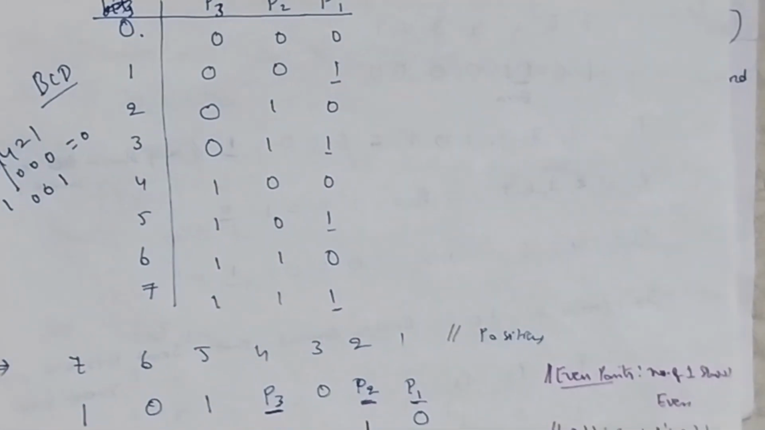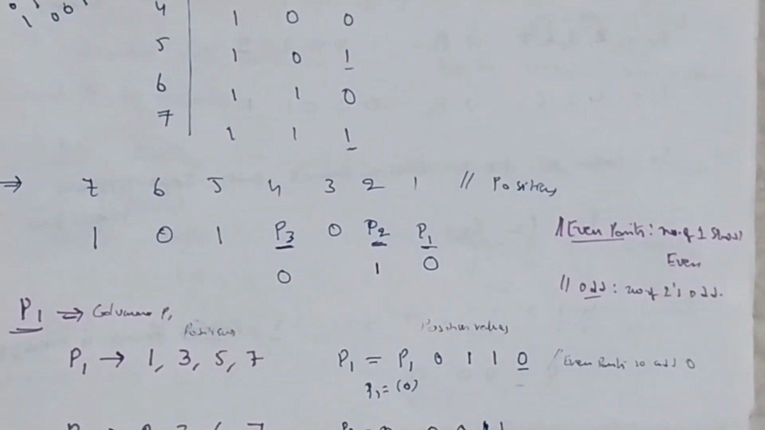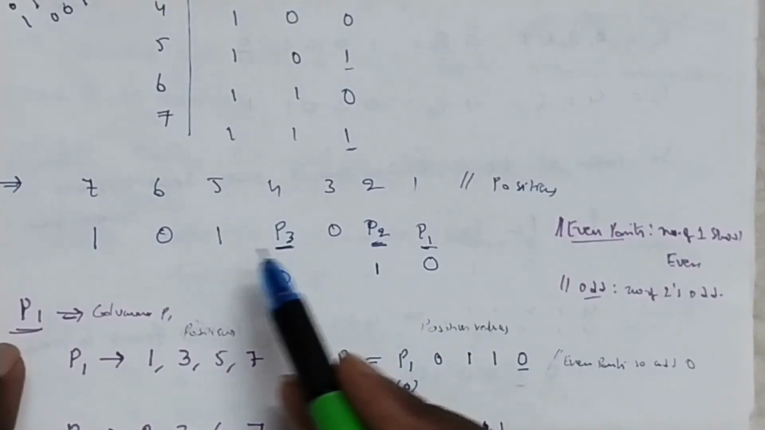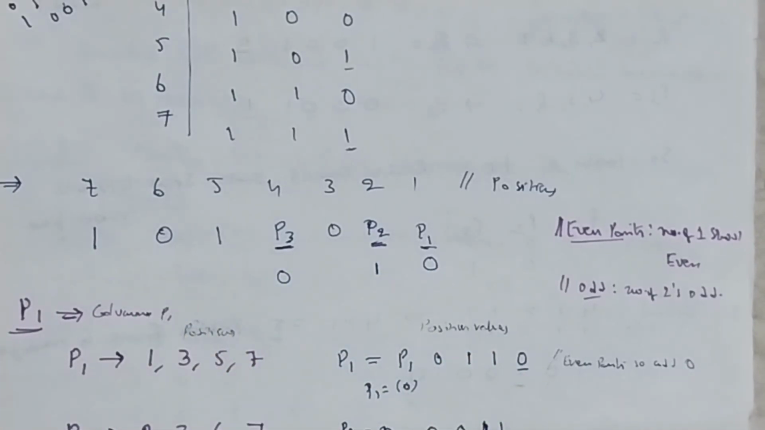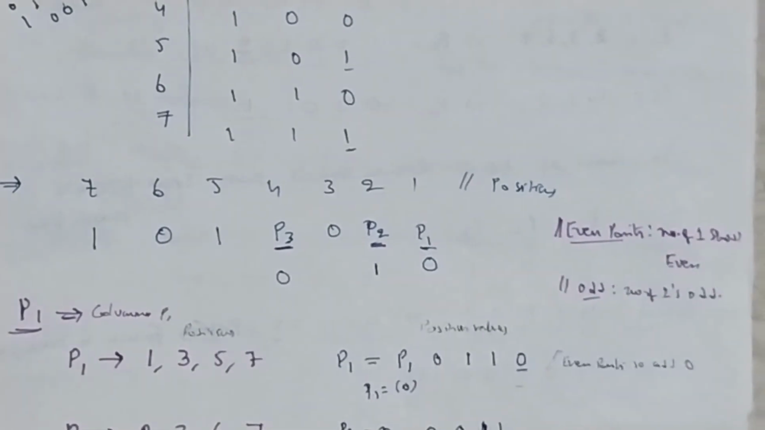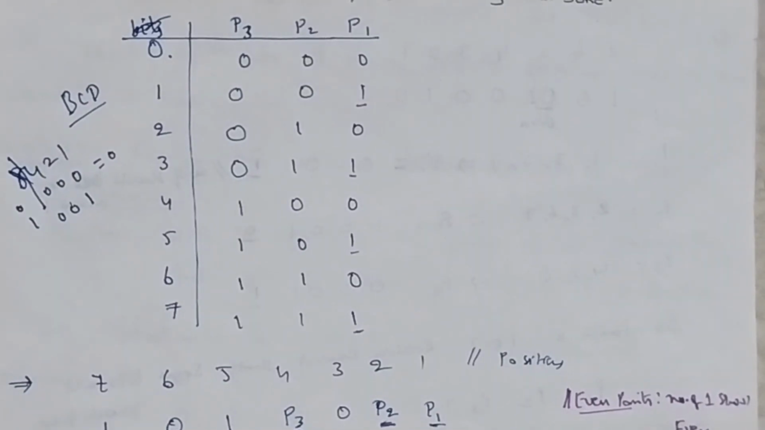Now what are the positions? The positions are 1, 2, 3, 4, 5, 6, 7. The bits at these positions are P1, P2, 0, P3, 1, 0, 1. Now we have to check even parity for the P1 column, P2 column, and P3 column.